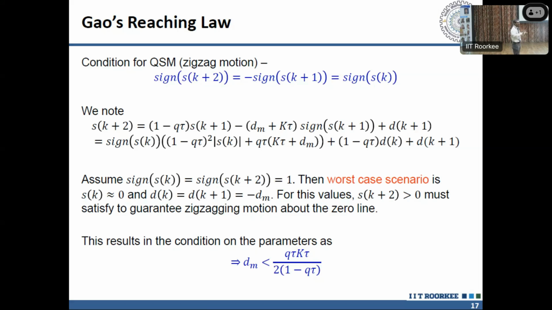So dk is minus dm, dk plus 1 is also minus. What value can we take? So that the right hand side becomes minimum, it has to be taken as 0. If we put it 0, it is the least value it can take. Then what we have is q tau k tau plus dm minus 1 minus q tau k minus, and that has to be greater than 0. That condition yields this sort of an inequality. So if we maintain this inequality, that will guarantee the zigzag motion. So the zigzag motion, which was required by the idea of quasi-sliding mode as per Gao, is maintained when we put the parameters like this.